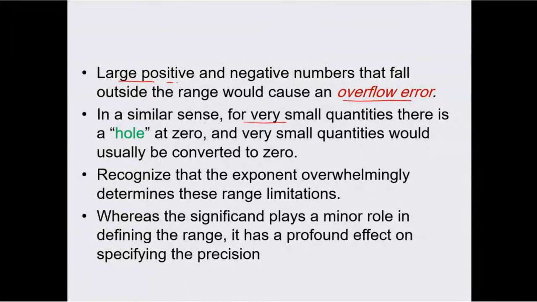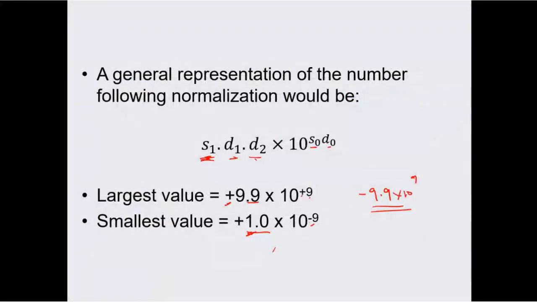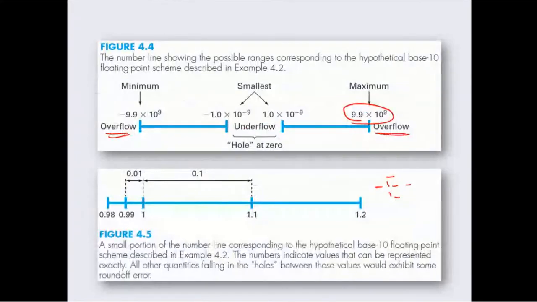In a similar sense, for very small quantities, smaller than this, so if you have 1 into 10 power minus 10, for example, that goes into what we call a hole at 0. This is an underflow error. So anything between minus 1 into 10 power minus 9 and plus 1 into 10 power minus 9, all of this goes into a hole. When we say hole, it means that all of this is converted to a 0. So anything less than this directly goes to a 0. It cannot define it, it will just convert it into a 0.